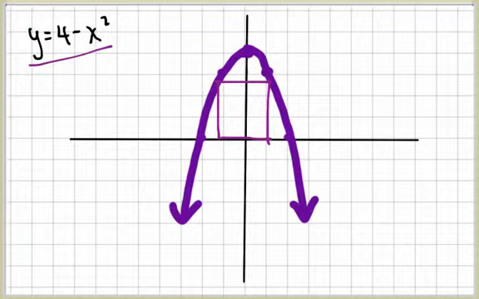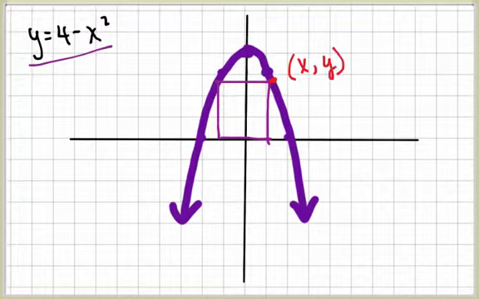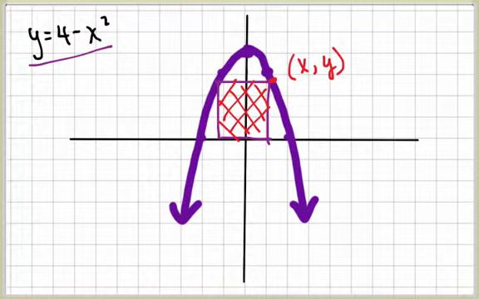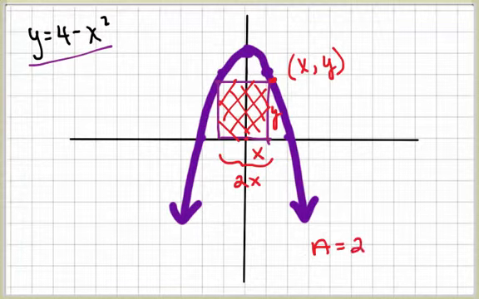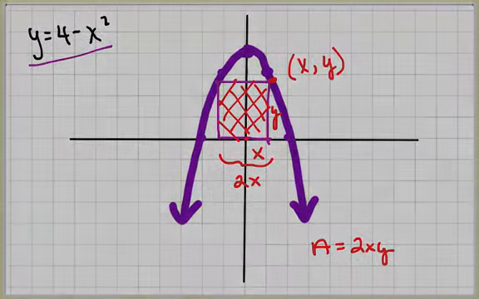So keep in mind that your rectangle is going to touch your parabola over here at some point (x, y). So to find the area of this rectangle, I'm going to need to multiply the length times the width. Well, if that point is (x, y), then the distance from the origin out to the edge of my rectangle is x, and then from the point up on the parabola there is a distance of y. So my equation for the area of my rectangle would be 2x times y. And we're going to use that when we finish solving this problem algebraically.